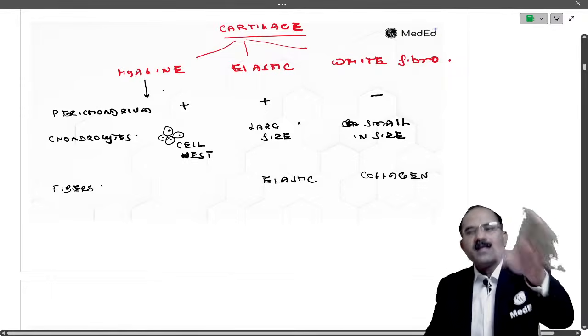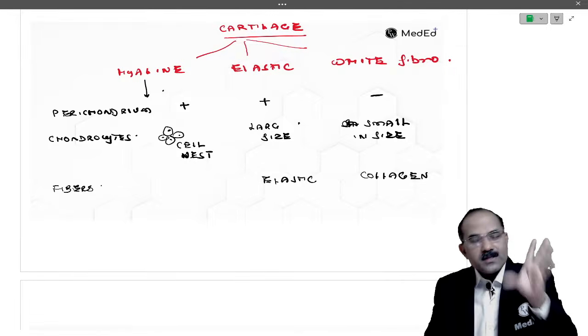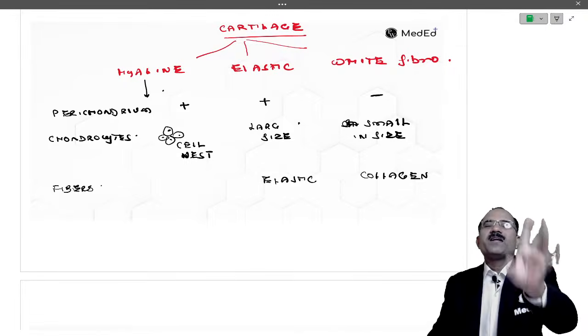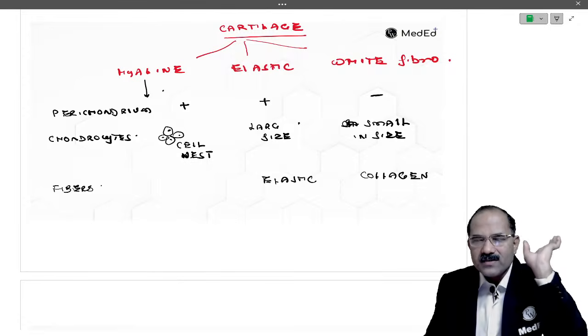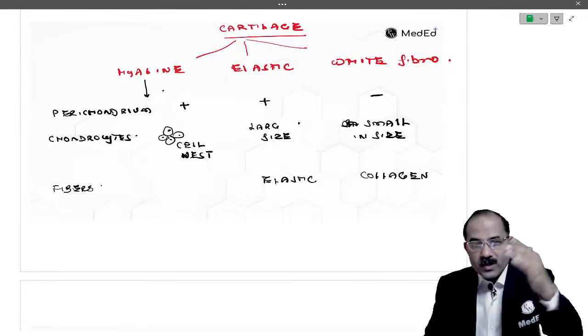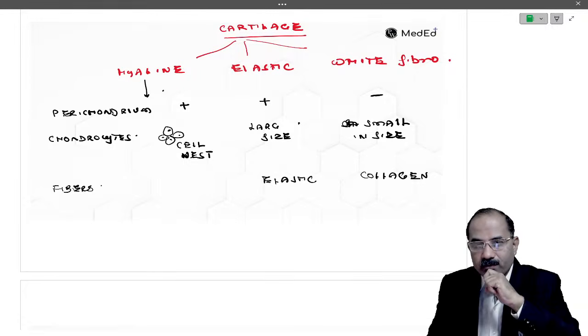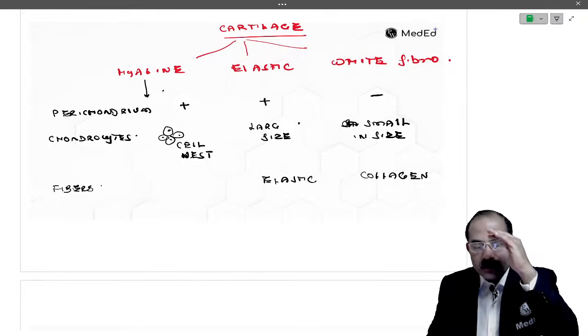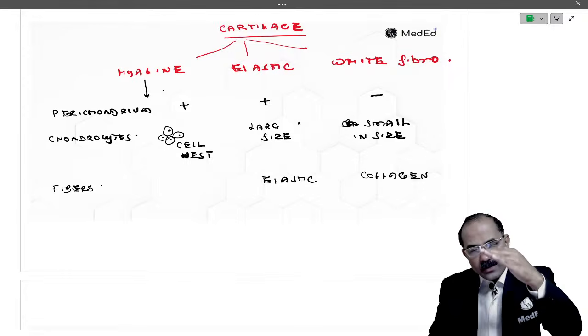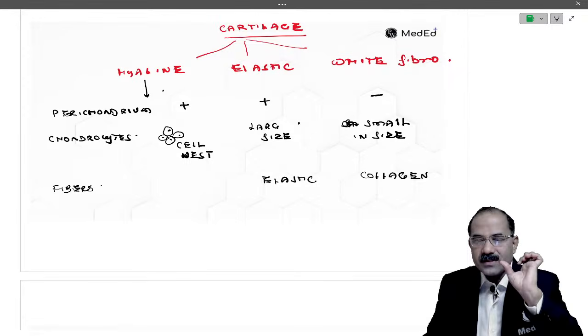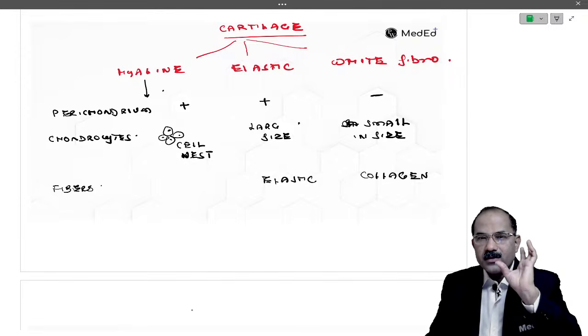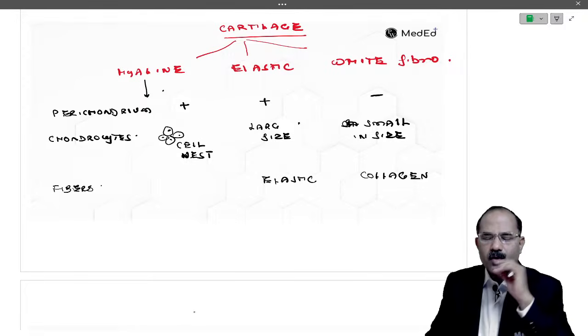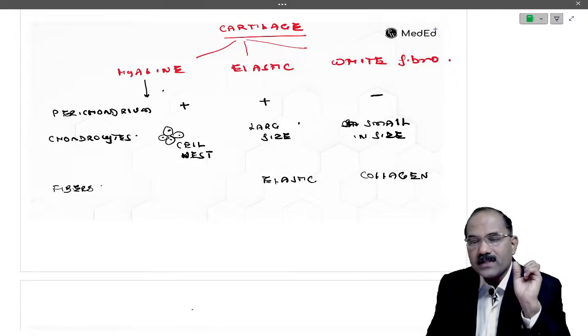The moment you say elastic fibers are seen, chondrocytes are large in size, perichondrium is present, that has to be an elastic cartilage. So suppose if I have to focus a slide of elastic cartilage, what will I focus? A capsule and perichondrium. Then I would focus an elastic fiber, and I would focus a chondrocyte. How does an elastic fiber look?